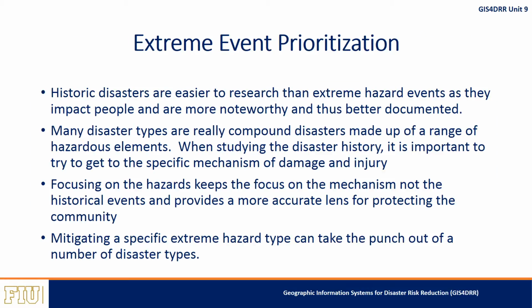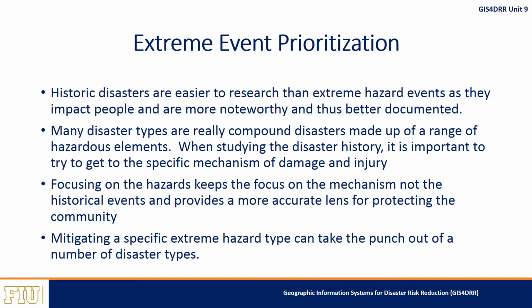So to prioritize extreme events potential here, we look at historic disasters. They're easier to research than extreme hazard events as they impacted people and are more noteworthy and thus better documented. Many disaster types are really compound disasters made up of a range of hazardous elements. When studying the disaster history, it's important to try to get the specific mechanism of damage and injury and break it out. Focusing on the hazards keeps the focus on the mechanism, not the historical events, and provides a more accurate lens for protecting a community.